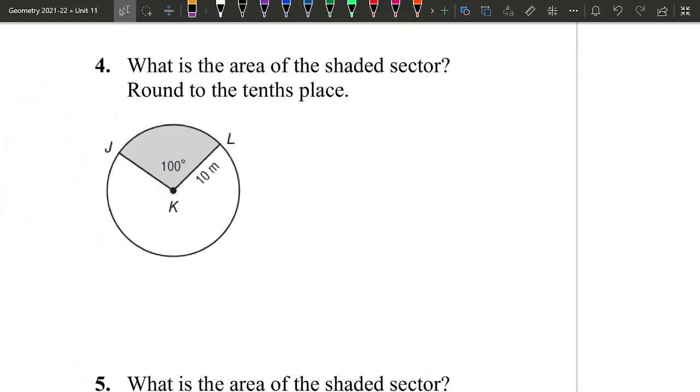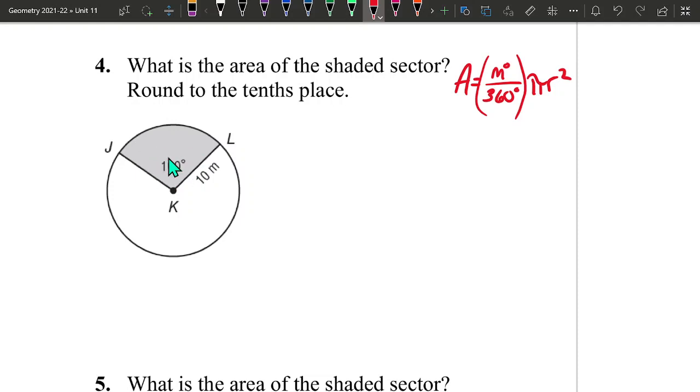So this one has a different formula, area of a sector. So the area equals m degrees over 360 degrees. I like to put that in parentheses. And then pi r squared. So you need 2 things to solve for the area of a sector. You need the measure of the central angle, and you need the radius. For this first one, I have both of those things.